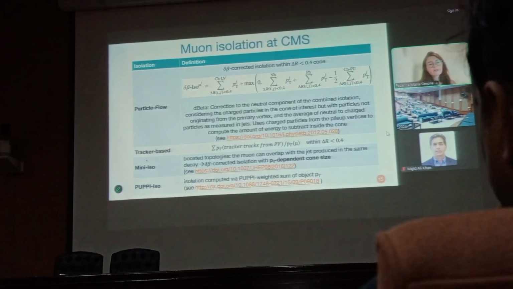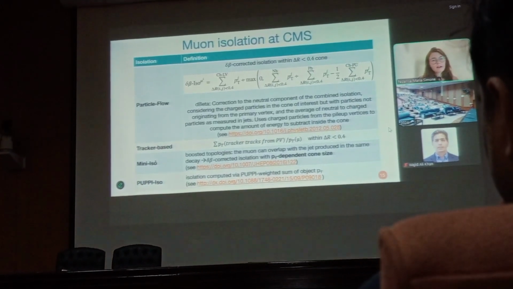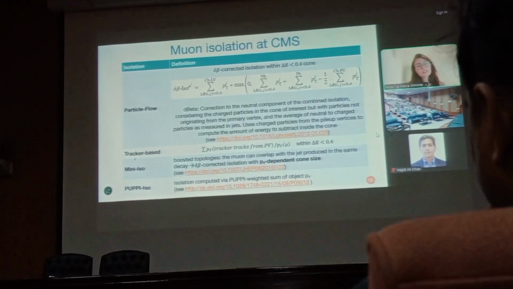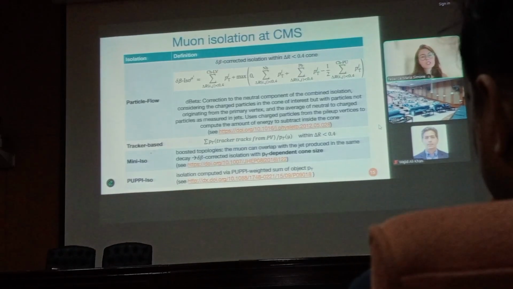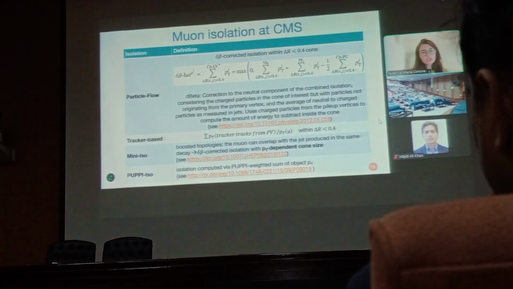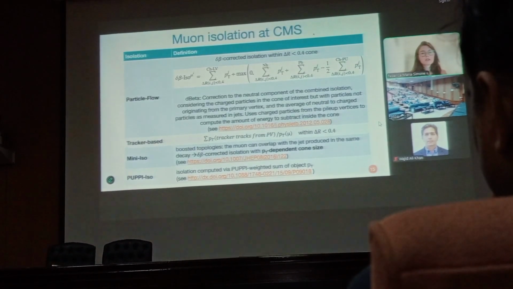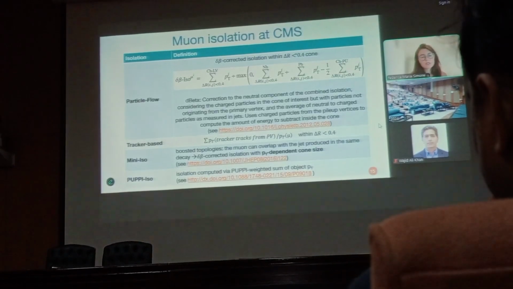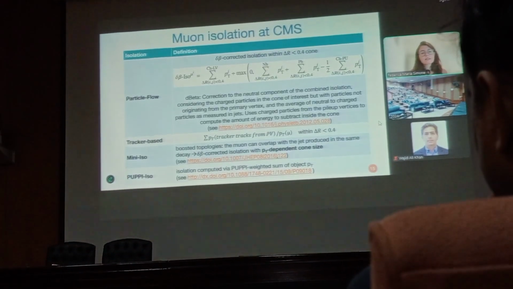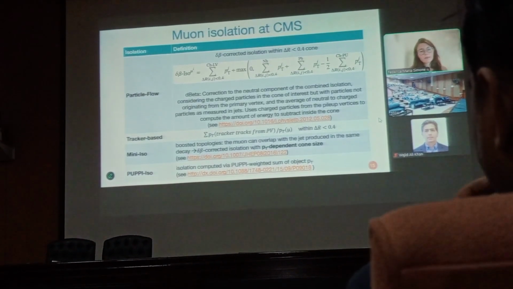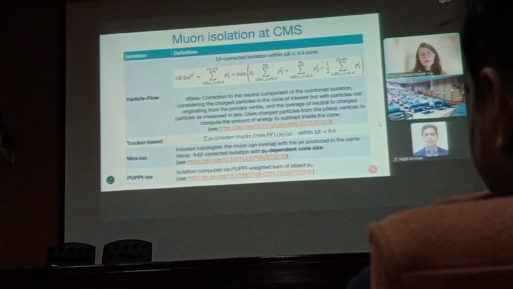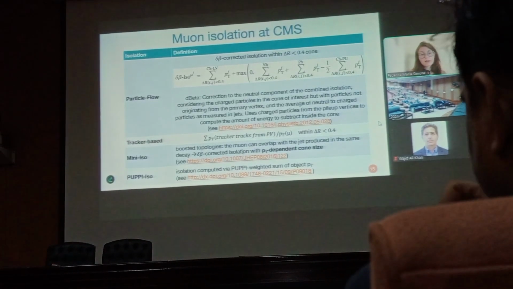And then there is an even more complicated implementation of this, which is called mini-ISO, which is a delta beta corrected isolation with a cone size which is not constant. As you see here, it's always 0.4. It's dynamically dependent on the pT. So for boosted topologies, we'll have a different delta.